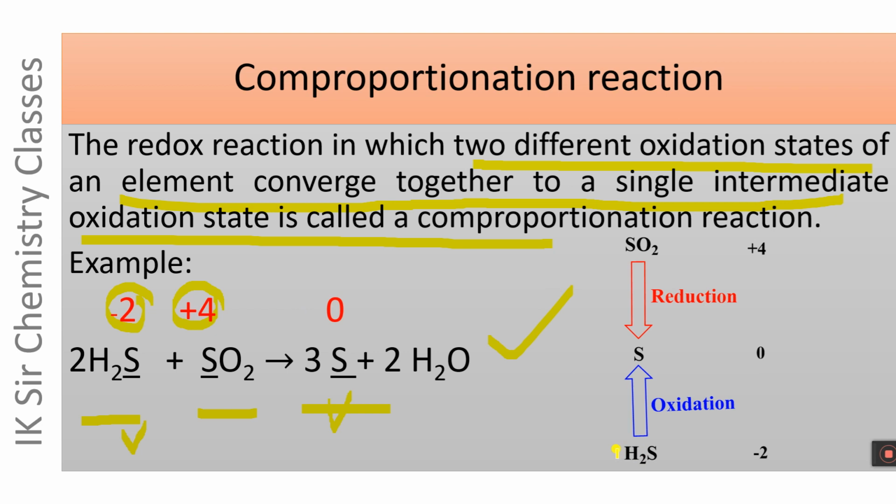H2S undergoes oxidation to sulfur because its oxidation number increases from -2 to 0. On the other hand, SO2 is reduced to sulfur because its oxidation number decreases from +4 to 0. It is obvious that +4 oxidation state and -2 oxidation state of sulfur in this reaction converge to a single intermediate oxidation state and it is 0. Therefore, it is a comproportionation reaction.